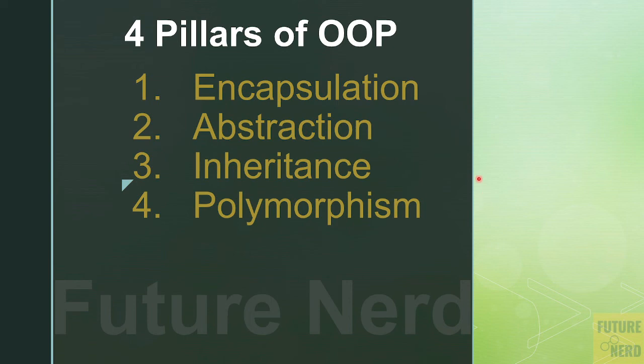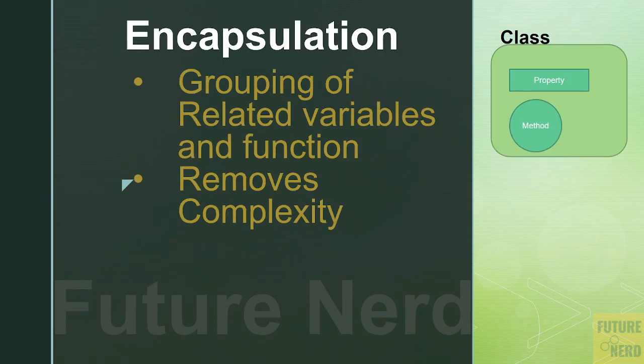There are four pillars of object-oriented programming. These are encapsulation, abstraction, inheritance, and polymorphism. Okay, what is encapsulation? Encapsulation means grouping of related variables and functions together.